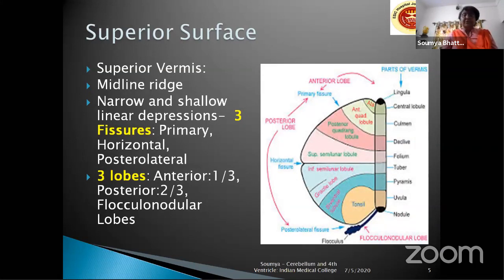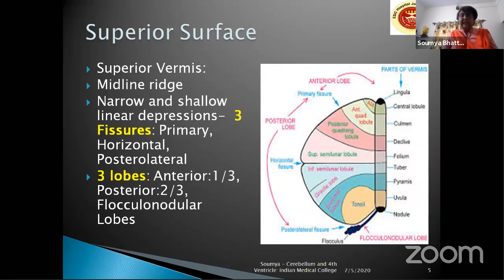Now coming to the superior surface of the cerebellum. Now this superior surface of the cerebellum has a central vermis. We have already learned it. The central vermis is the most elevated part, and on either side of it, you have the cerebellar hemispheres. So this is like a midline ridge, that there are narrow and shallow linear depressions.